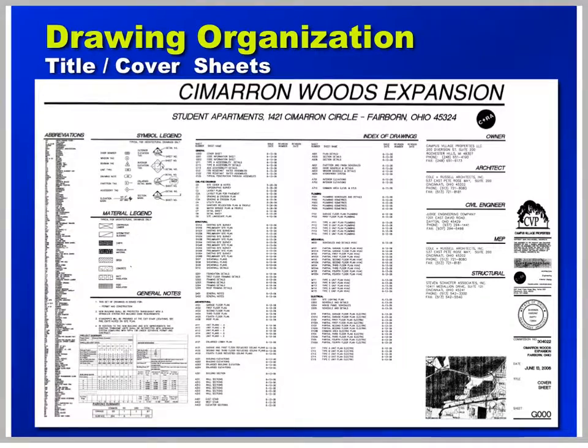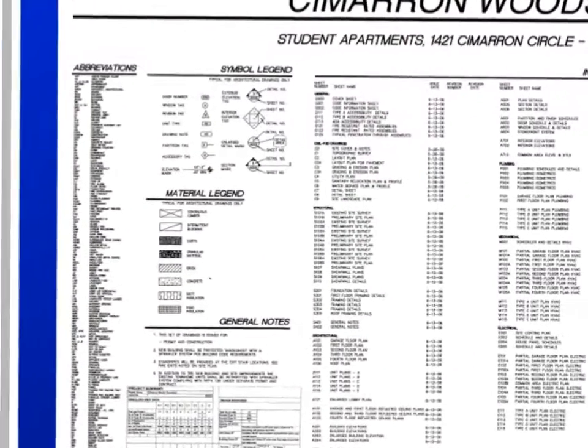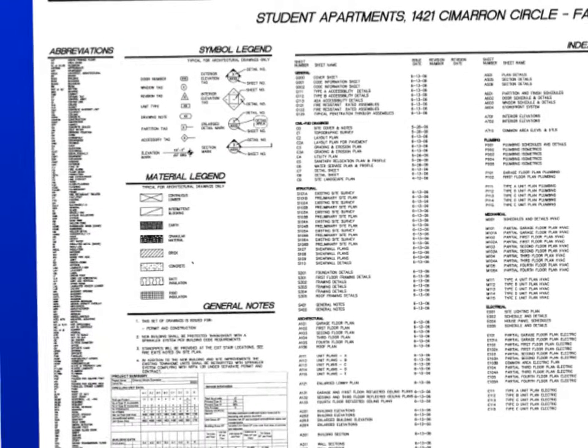Let me blow this up a little bit here so that we can get into the corner here. And you can see we have a symbol legend, a material legend showing a variety of materials, some general notes. And when you're first getting involved in plans, this set of abbreviations down through here can be very, very useful.